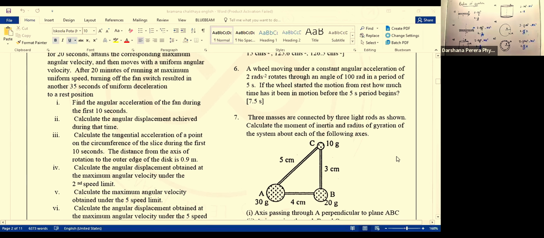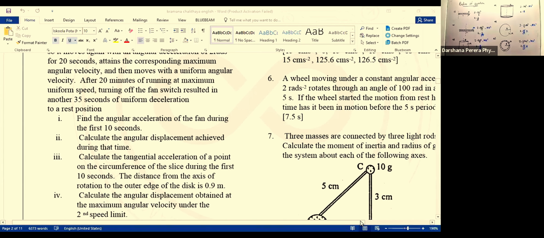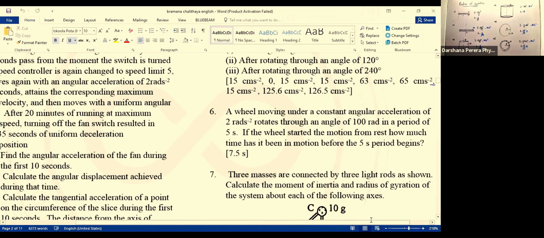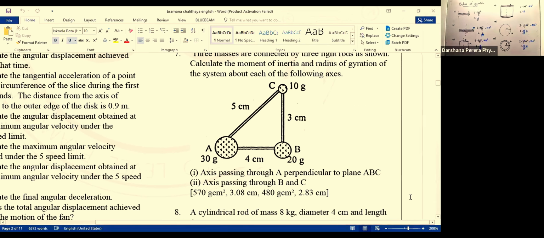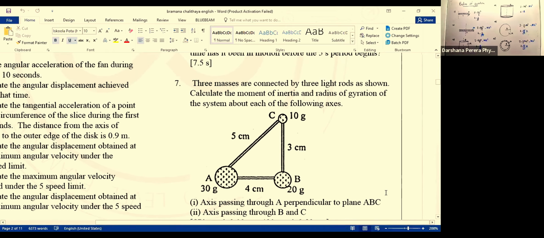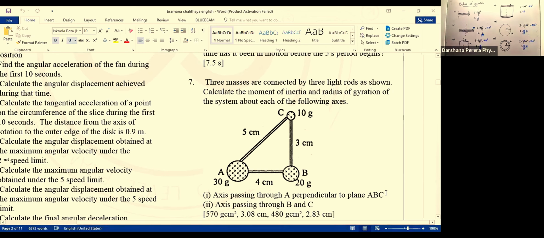Do this problem. Number 7. Three masses are connected by three light weightless rods as shown. Calculate the moment of inertia and the radius of gyration of the system about each of the following axes. Okay, do this one.